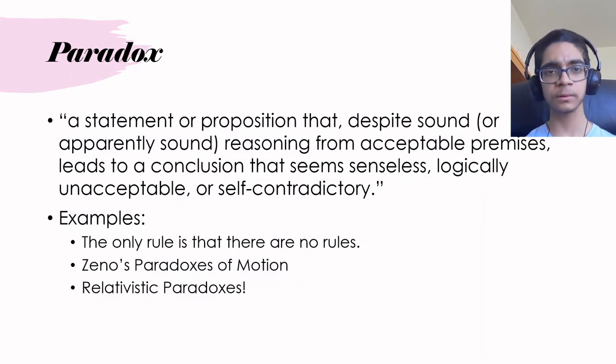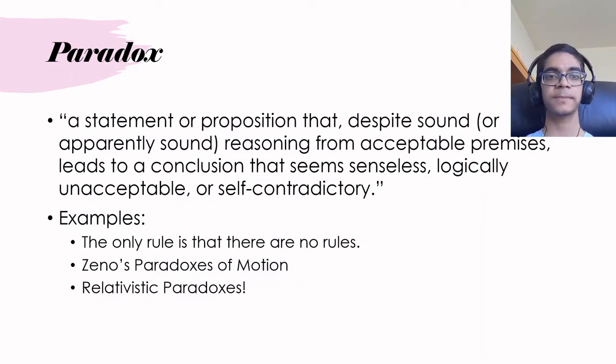Okay, so now let's discuss something a little bit different. And this is the concept of a paradox. So as you can see on the board, the definition of a paradox is, quote, a statement or proposition that despite sound or apparently sound reasoning from acceptable premises leads to a conclusion that seems senseless, logically unacceptable, or self-contradictory. So a simple example of a paradoxical statement, which you may have heard before, is the idea that the only rule is that there are no rules. But you see, that doesn't work, because there's a rule, but the rule is that no rules exist. So how can you have a rule if no rule is supposed to exist? So that's, again, self-contradictory, and is thus a paradoxical statement.